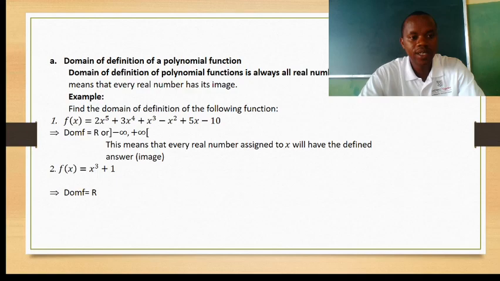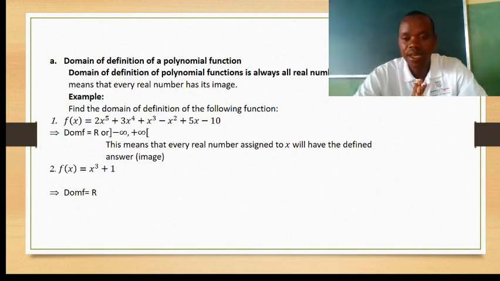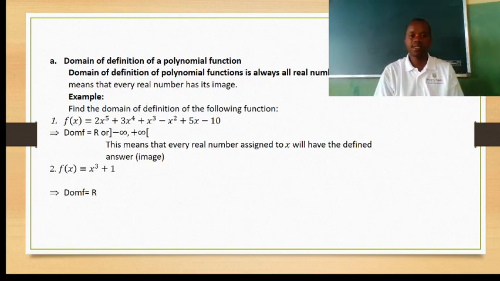Now we have the domain of definition of polynomial functions. We start with polynomial functions. What you have to know again is that the domain of definition of polynomial functions is always the set of all real numbers, or R in brief. This means that every real number assigned to x, or to y, to any variable, will have an image. We have some examples here.